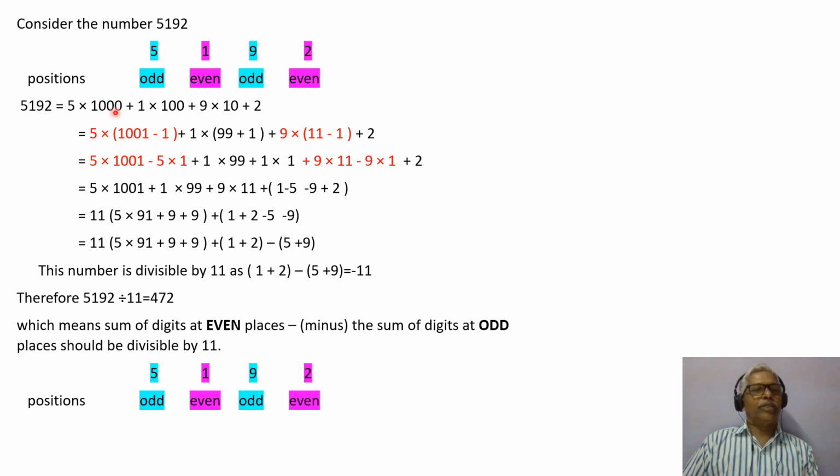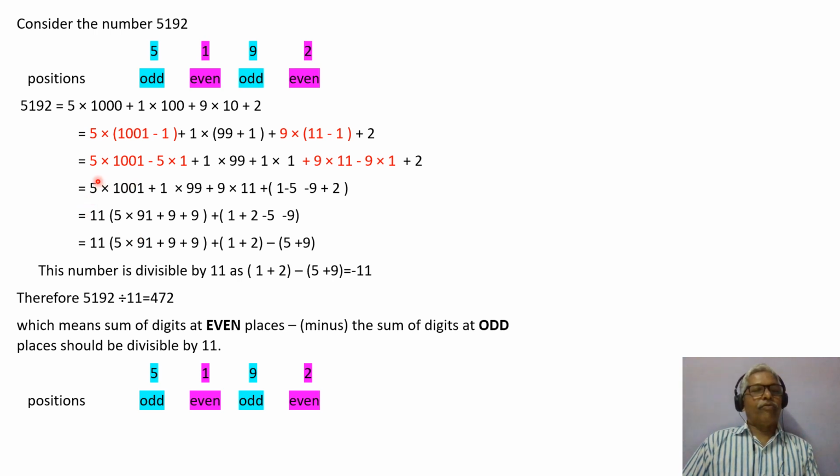Now there is a turning point. See, 1000 can be written as 1001 minus 1, so 5 into (1001 minus 1). Okay, so added 1 here and subtracted 1, plus 1 into (99 plus 1) plus 9 into (11 minus 1) plus 2. Very simple. Now take this 5 inside. 5 into 1001 minus 5 into 1 plus 1 into 99 plus 1 into 1 plus 9 into 11 minus 9 into 1 plus 2. Okay, simple arithmetic calculations.